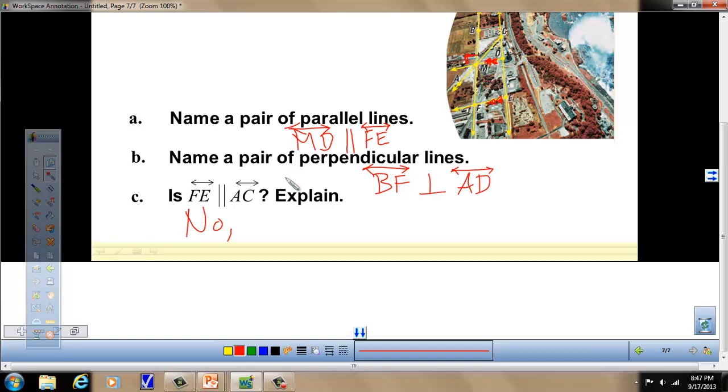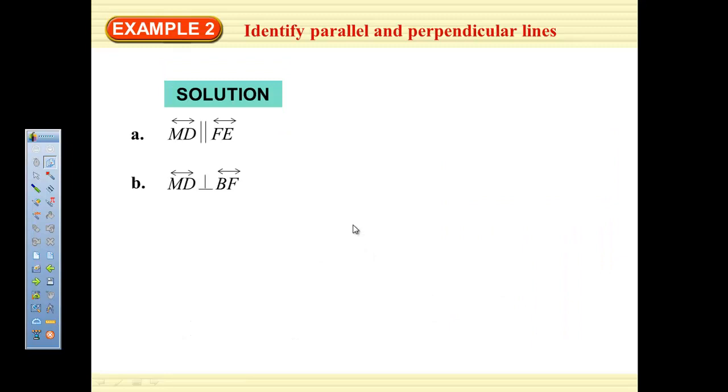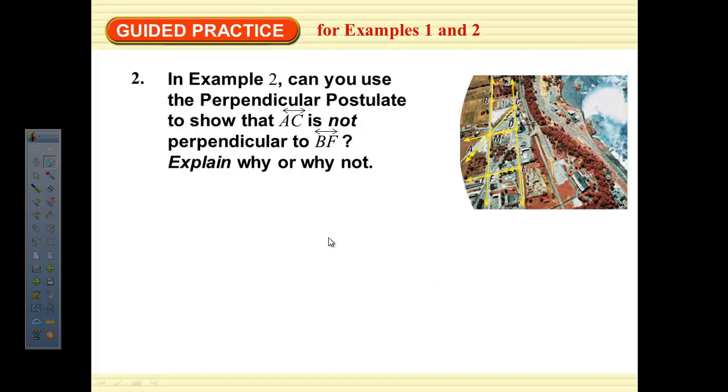And finally, the reason that they give is that if we have this point M, there can only be one line drawn that's parallel to FE, and that's already there, that's MD. So for the explanation, we could say through point M, only one line can be parallel to FE, and that's MD. So since AC also goes through M, it can't be parallel to it. And we'll show that right now. Again, MD and FE are parallel, MD and BF are perpendicular, and as said, those are not parallel because MD is parallel to FE, and by the parallel postulate, there's only one line that can be parallel to FE through point M.